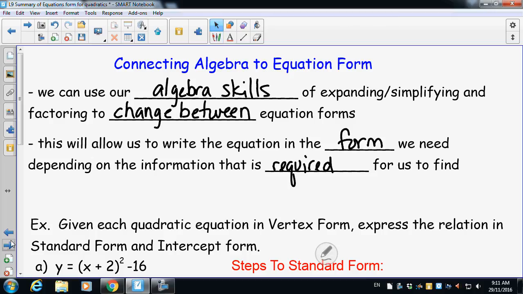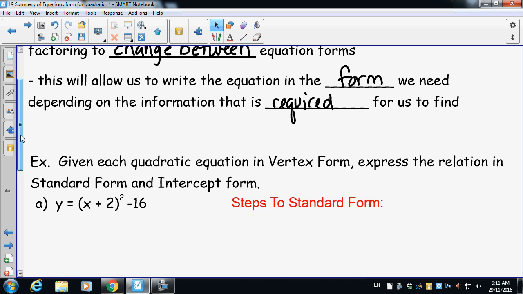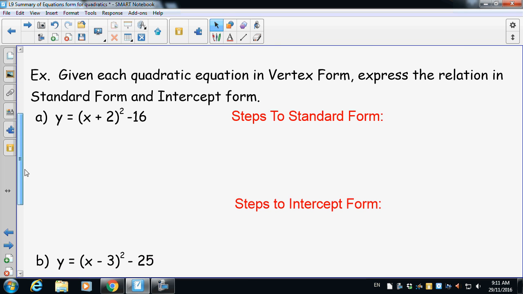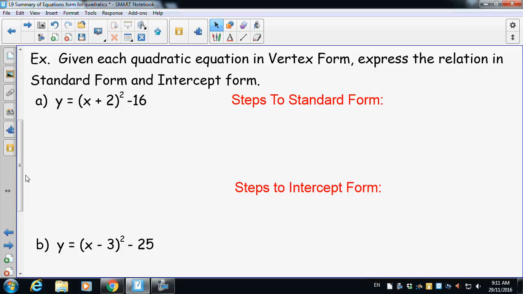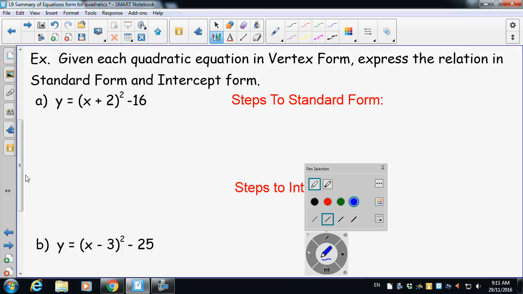So first off, we're going to start by practicing changing back and forth between the forms. Let's get a little skinnier pen here. All right.